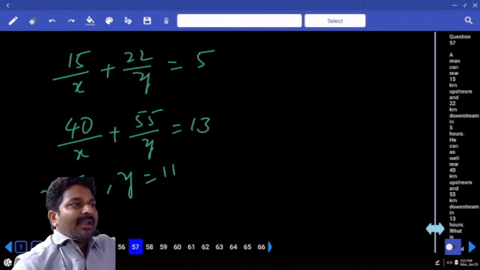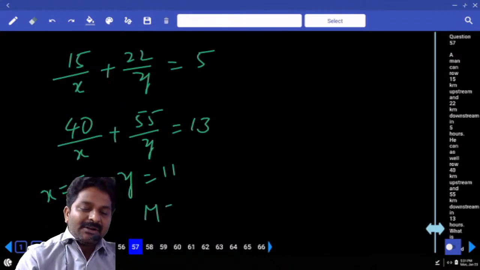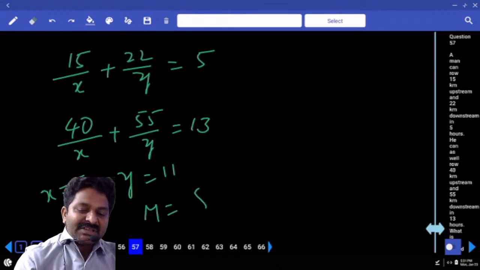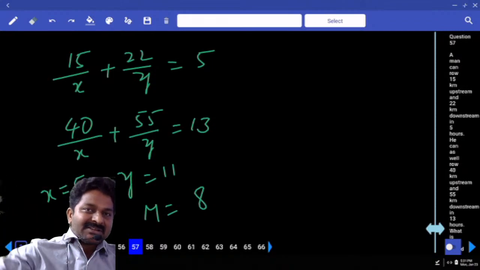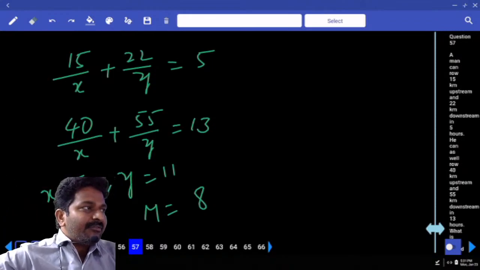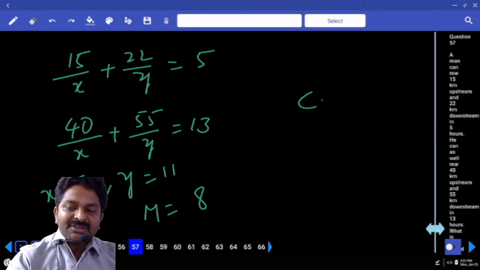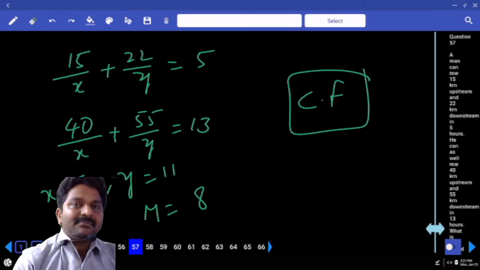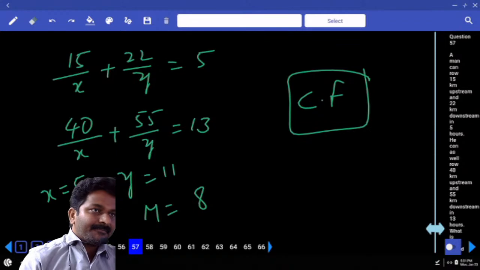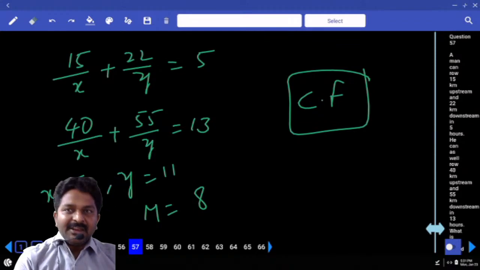Since we already have upstream and downstream, M is equal to the sum divided by 2, which is equal to 8 km per hour. Final answer. Done. We are just solving the question based on common factor, HCF. Not using any linear equation.